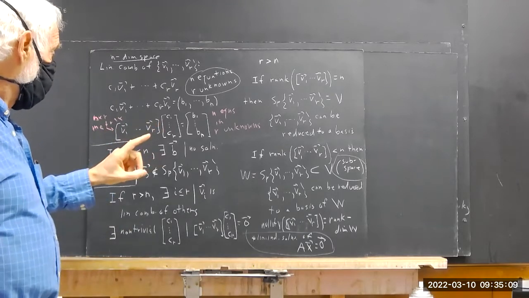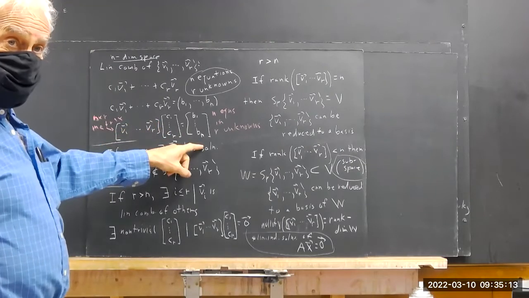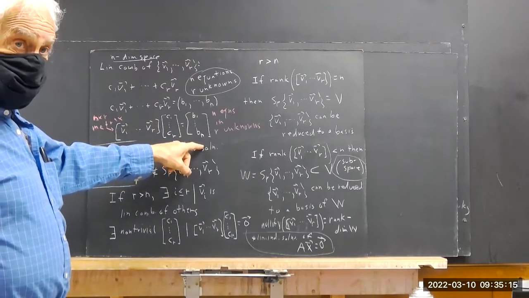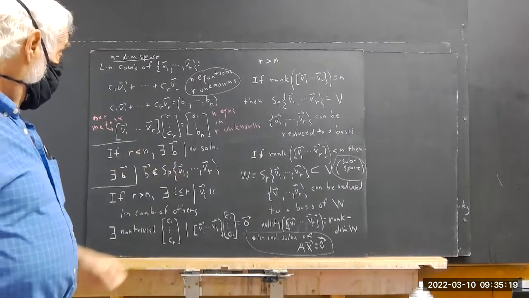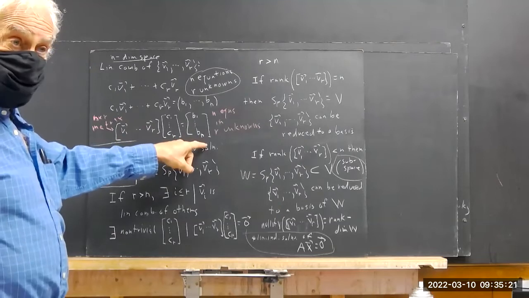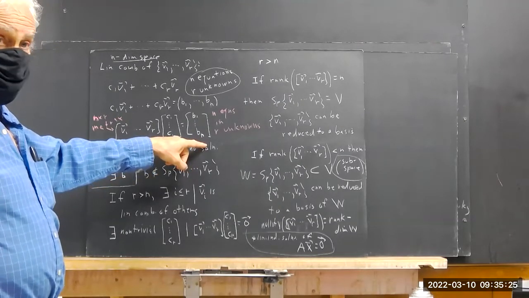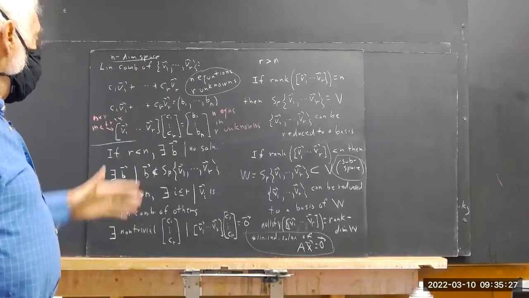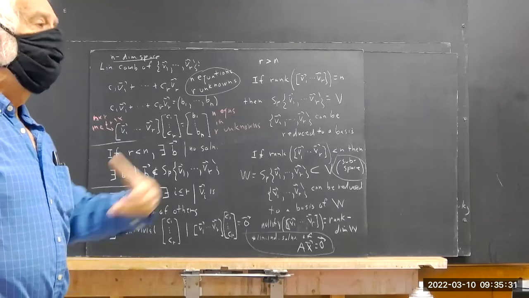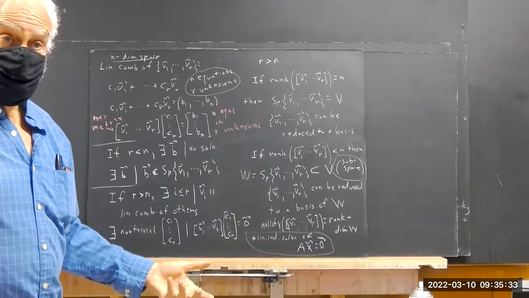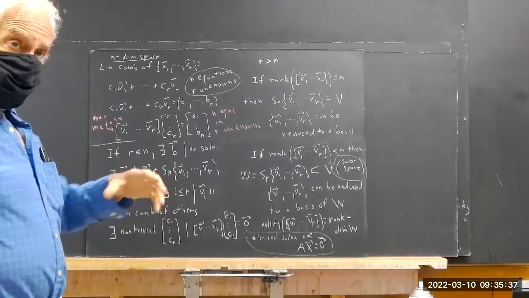Now, if R is less than N, are we guaranteed a solution? If R is greater than N, can we even have a solution? In other words, if we have more equations than unknowns, then we kind of expect we ought to be able to solve it. But is there an exception?